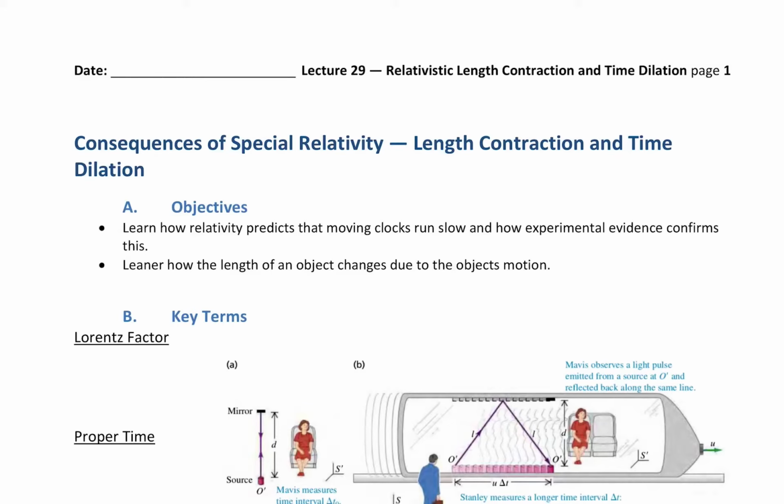Hello, and welcome to Lecture 29 on the consequences of special relativity, specifically length contraction and time dilation. In other words, we're going to be talking about things getting shorter and time getting stretched out. These are the consequences of special relativity because they follow from Einstein's two postulates of the theory of special relativity, which I talked about in lecture 28.